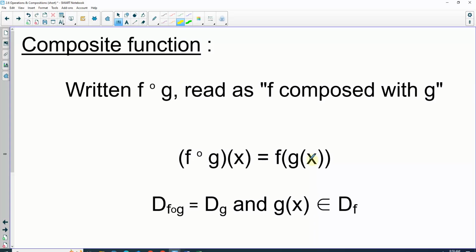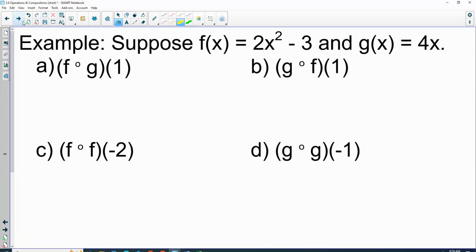First you take x, you put it into g, you get that answer and you put it into f. Okay, order matters on these. The domain piece I'm not going to talk about today. We're going to focus on that one tomorrow. So today we're just going to talk about what a composition means. So let's say I gave you these functions. F of x is 2x squared minus 3, and g of x is 4x.